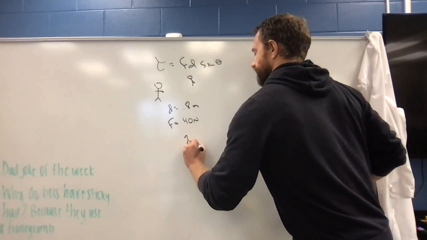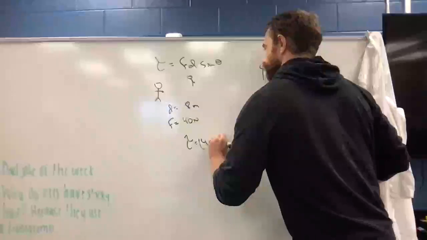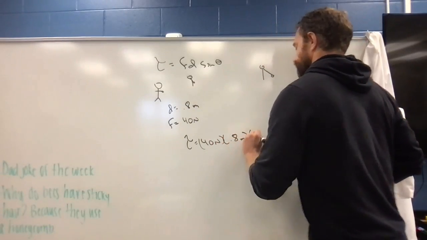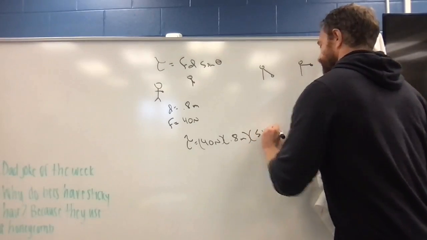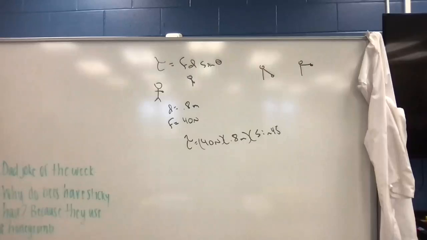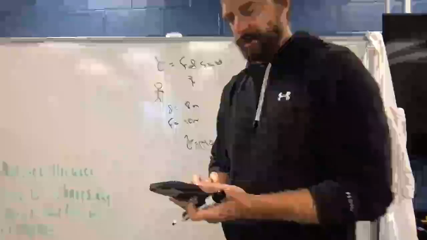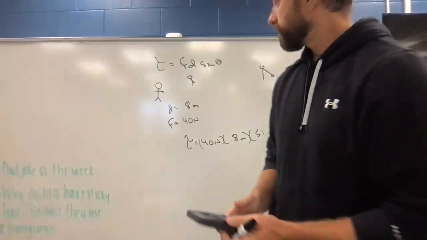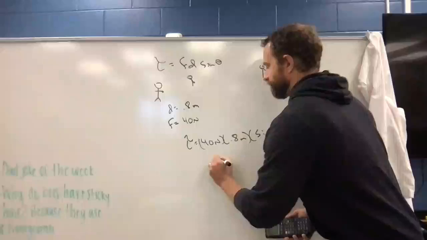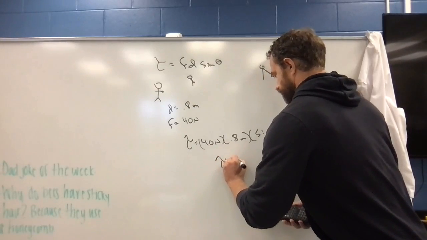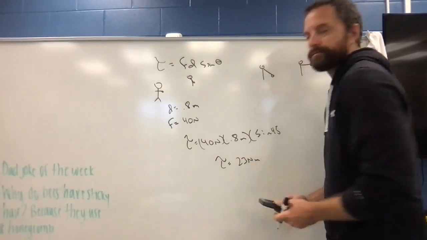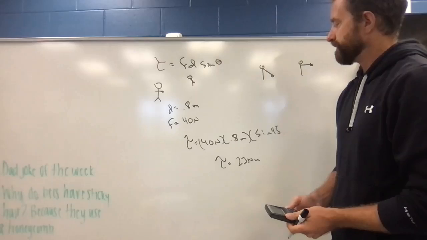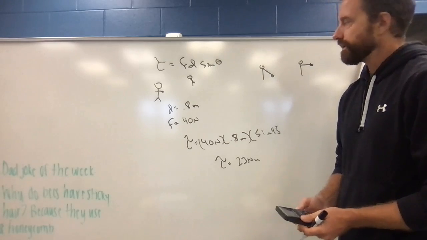So I would just say torque again is 40 newtons times 0.8 meters times sine of 45. So we grab our handy dandy calculator, because I don't want to do sine of 45 in my head. That's a hard one. 40 times 0.8 times sine of 45. Make sure you're in degrees, not radians. And that's going to give you a torque of 23 Newton meters. 23 Newton meters for that one.